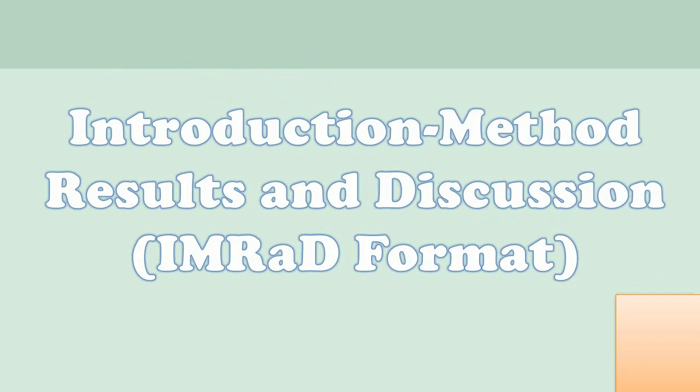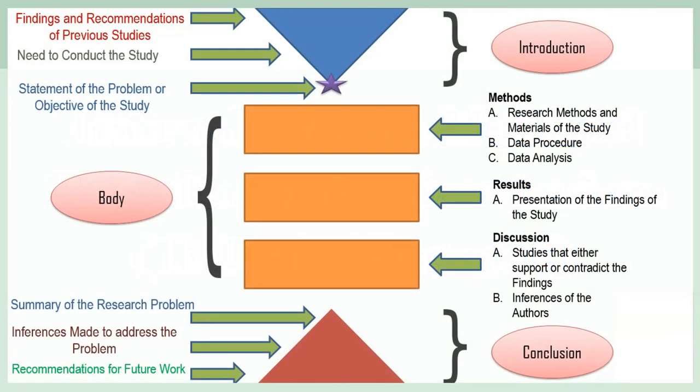Now there's actually another structure of an academic text. We have the IMRAD format, or the introduction, method, results, and discussion. But I will not elaborate on this one since you will have this in your research subject. So I will just introduce to you the format. Okay, so as you can see, still it has introduction, body, and conclusion. But for the introduction, these are the things that you will include: findings and recommendations of previous studies, need to conduct the study, statement of the problem or objective of the study. And for the body, you will include the methods, results, and discussion.